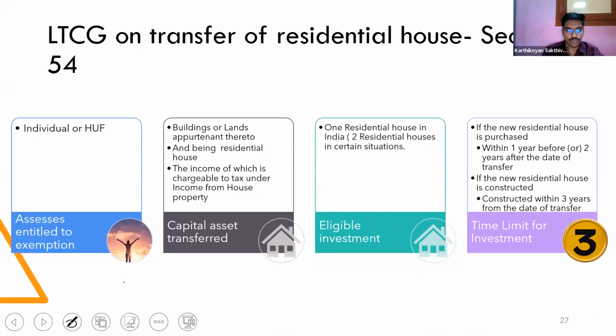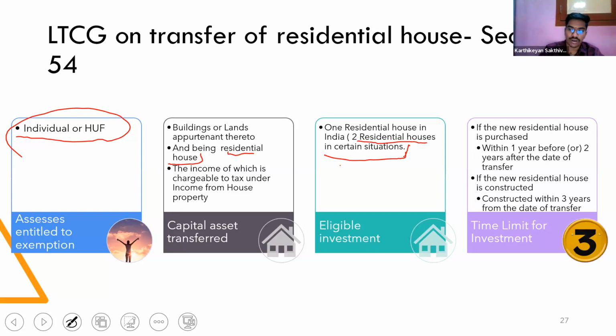First is section 54. Section 54 is applicable only in case of an individual or HUF, and your asset transferred should be a residential house property, right? So if these two conditions are satisfied, you are eligible for deduction under section 54. What you should buy is one residential house property in India. However, in certain situations, you can buy two residential house properties. What are the certain situations? I'll just let you know.